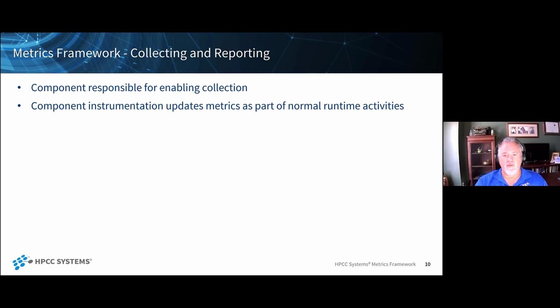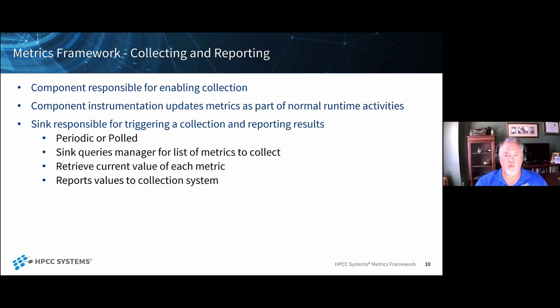During runtime, the component has instrumented updates to metrics as part of its normal activities. So during runtime, a count gets incremented, counts get decremented, gauges go up and down. At some point during the operation of the component, the sink is triggered to do a collection. Now, the sink is triggered through usually one of two ways, periodic or polled. Prometheus, for example, is a polled architecture where the Prometheus service will actually send a poll request to the sink and tell it to collect its metrics. Elasticsearch is a periodic sink in that internally, every so often, it will go out and collect metrics.